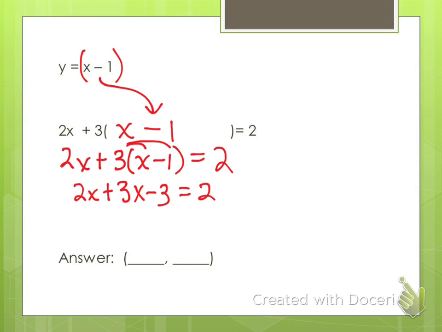What's the next thing I can do to solve? Somebody else? Jamal? Add. Wonderful. What does that give us? Very good. 5x minus 3 equals 2. I'll carry it on up over here. All right. We've got 5x minus 3 equals 2. Who can tell me what happens next?